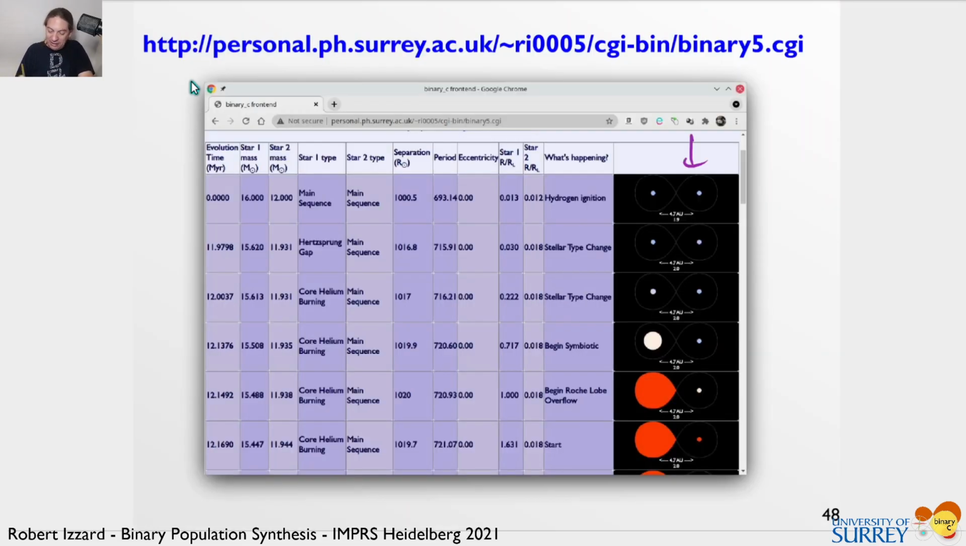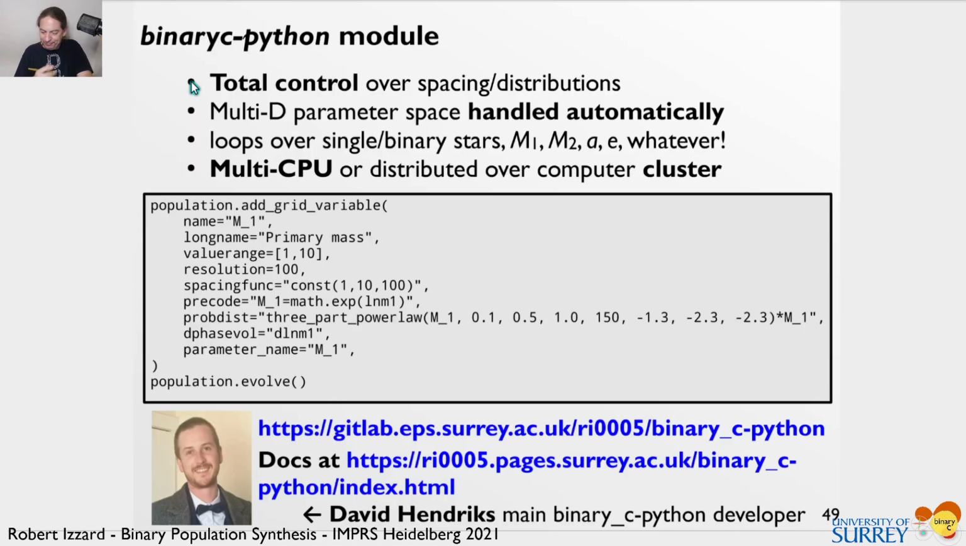You get your pretty plots on the right here showing you when stars are evolving through their Roche lobes and things like this. So if you're interested in that, this is a very simple way to do it. It's not as powerful as doing it yourself using binary C Python, of course, but it works and it's kind of fun. And people do use it. I know people use it because when it breaks, someone changes the server a bit, I get complaints. So I do know people use it.